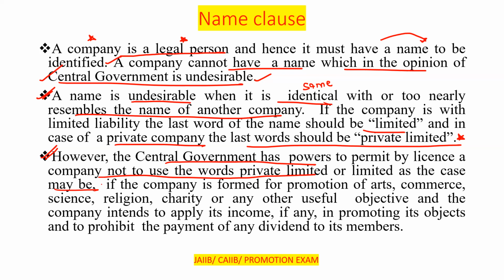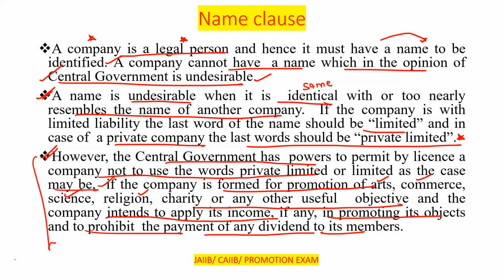As the case may be, if the company is formed for the promotion of arts, commerce, science, religion, charity, or any other useful objective, and the company intends to apply its income, if any, in promoting its objects and to prohibit the payment of any dividend to its members, in that case also there is an exemption not to use the word limited in their name. So in all these cases, exemption is provided here.